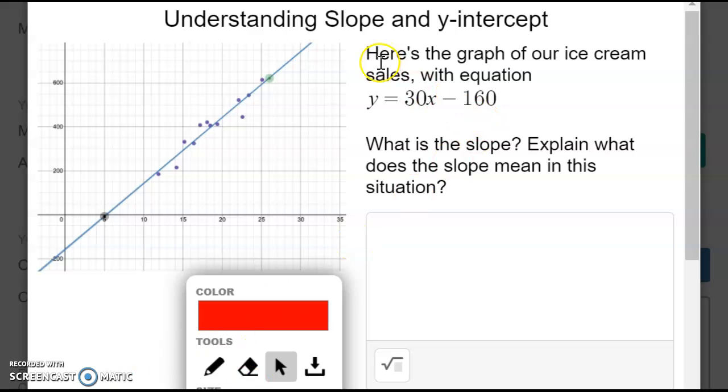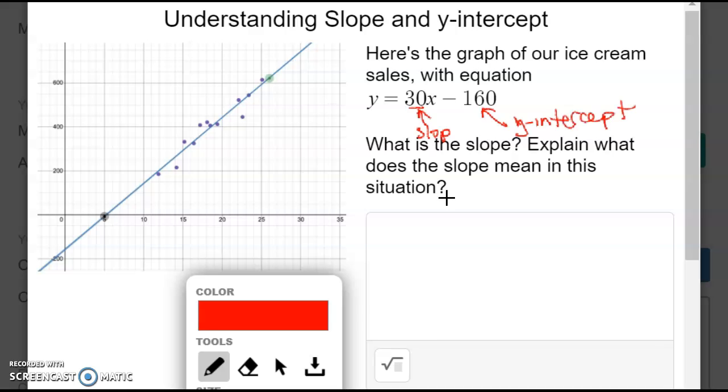Okay, so now this is the last card that we're going to be working on. Here's the graph of our ice cream sales with the equation y is equal to 30x minus 160. What is the slope? Explain what the slope means in this situation. Remember slope. What is the slope from this equation? There are two numbers in an equation. There is the number that is in front of the x, or the number that is being multiplied to x, and that is slope. And in contrast, the number without the x, we said that is the y-intercept.